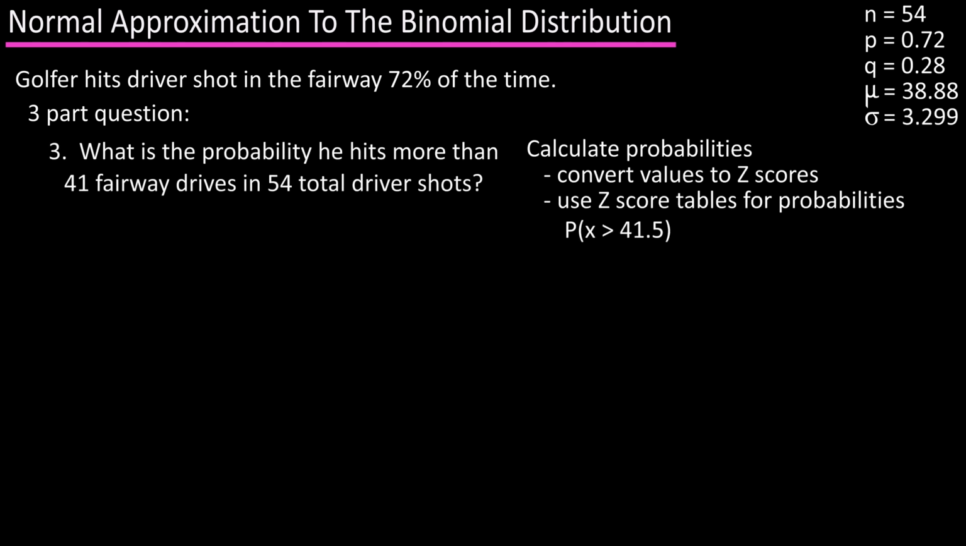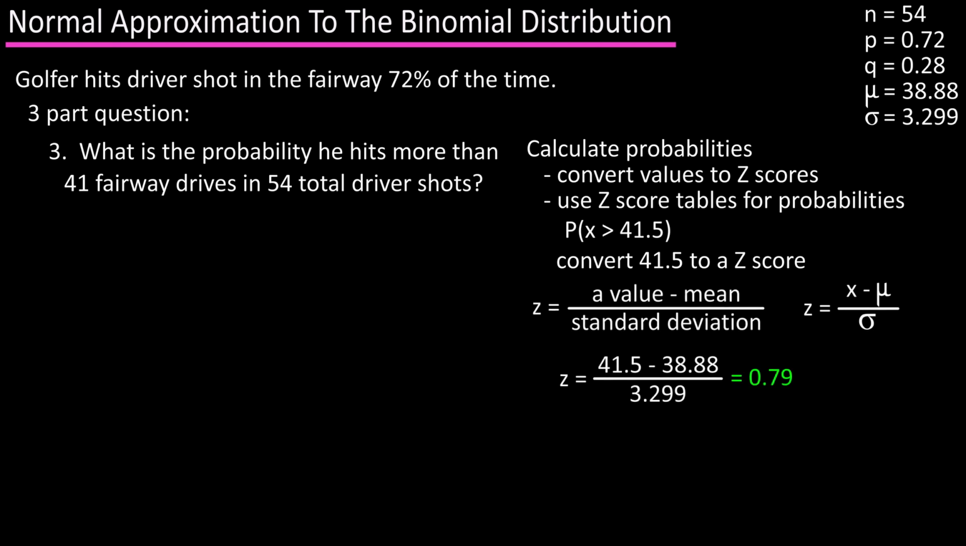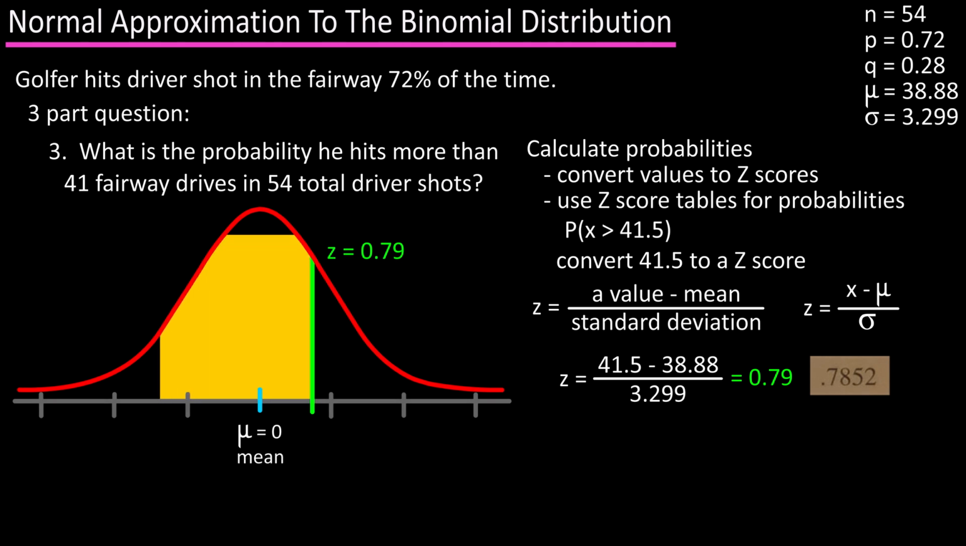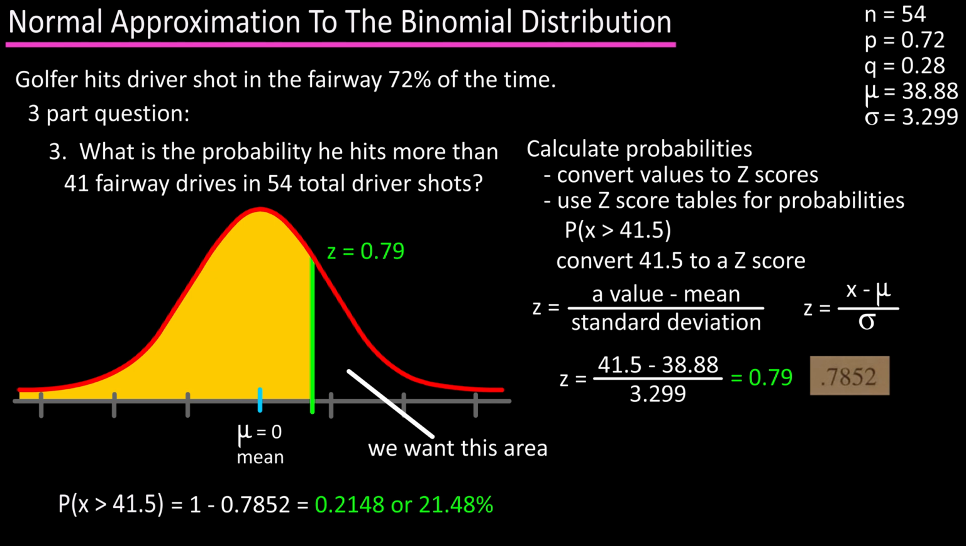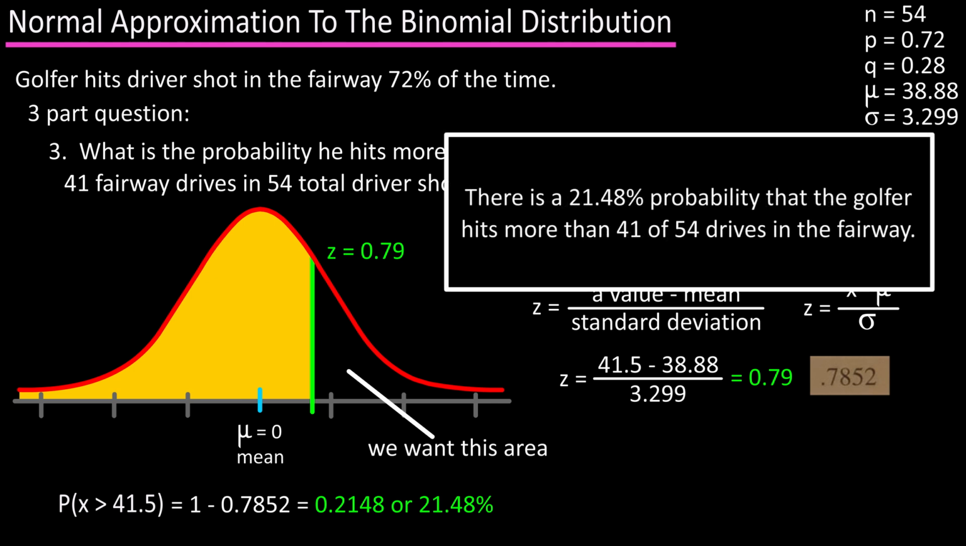Now for question 3, where we want the probability of x greater than 41.5. Again, convert to a z-score, which calculates out to z equals 0.79. Using the z-score table, we get 0.7852 to the left of the z-score. But we want the area of probability greater than, to the right of the line. Since we know that the total area under the curve is equal to 1, we can subtract 0.7852 from 1 to get the probability to the right, which equals 0.2148. So there's a 21.48% probability that the golfer hits more than 41 out of 54 drives in the fairway.